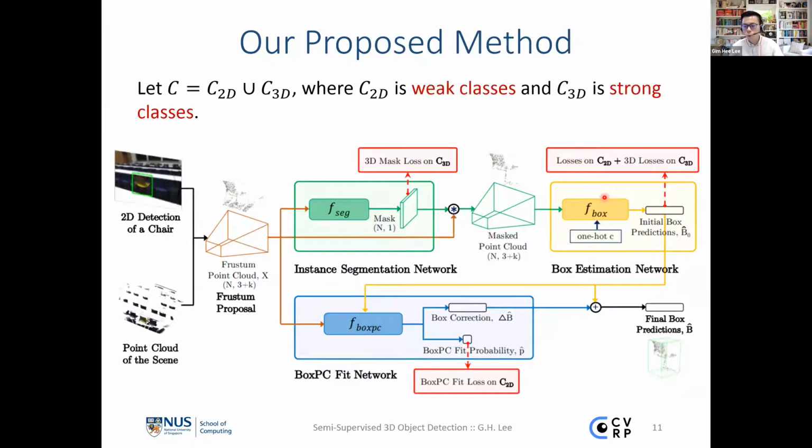Let us first denote weak classes with only ground truth 2D bounding box labels as C2D, and the strong classes with ground truth labels for both 2D and 3D bounding boxes as C3D. Note that the weak and strong classes are disjoint sets in the cross-category semi-supervised learning setting.